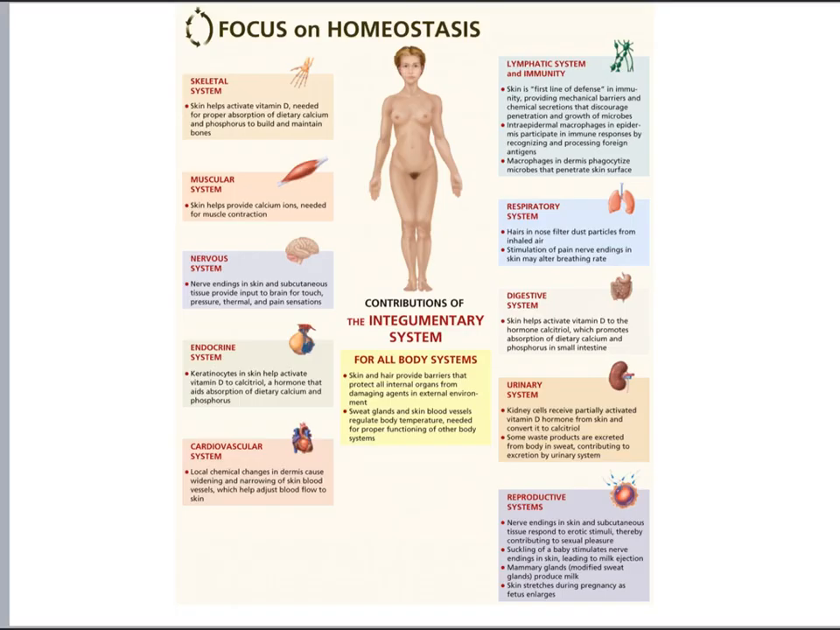Let's look at a quick focus on homeostasis. The contributions of the integumentary system for all body systems. Skin and hair provide barriers that protect all internal organs from damaging agents in the external environment. Sweat glands and skin blood vessels regulate body temperature needed for proper functioning of other body systems. You could go through each of these systems and see how they contribute to our other body systems.